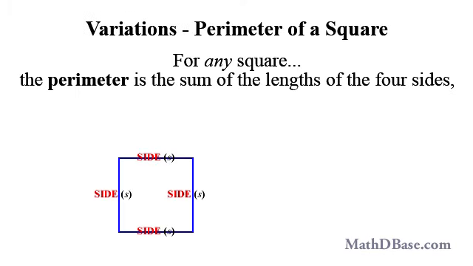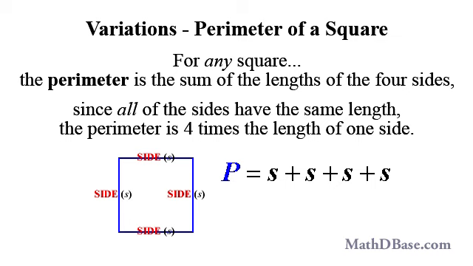The perimeter of a square is the sum of the lengths of its sides. If the perimeter is represented by p and the length of each side by s, then p is equal to s plus s plus s plus s. But since each of the sides has the same length, s, p is equal to 4 times s, or 4s.